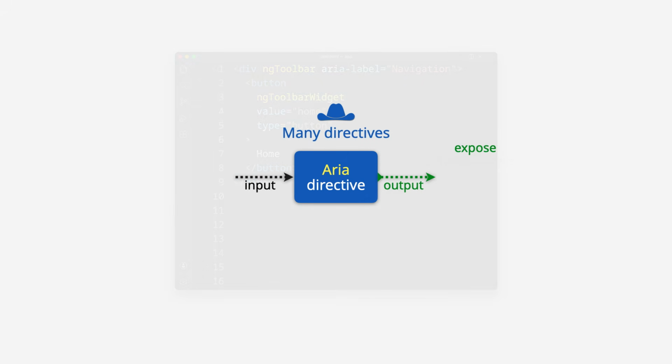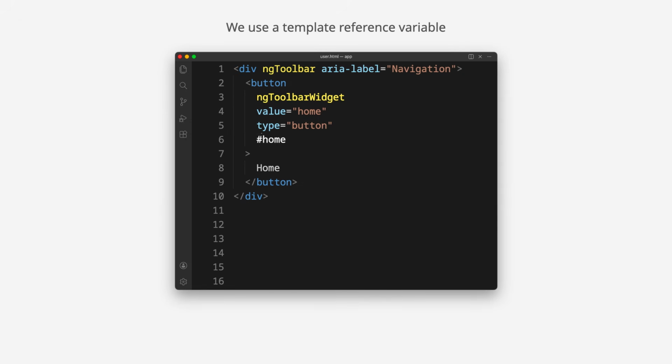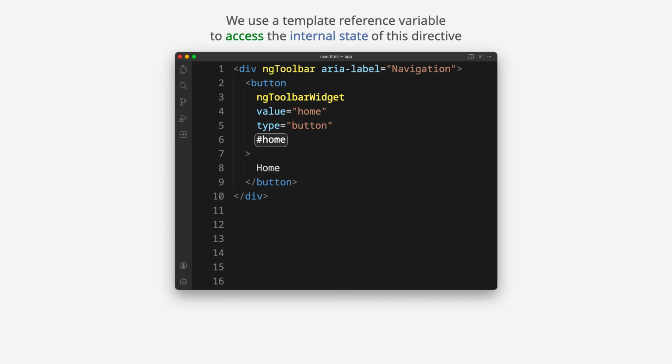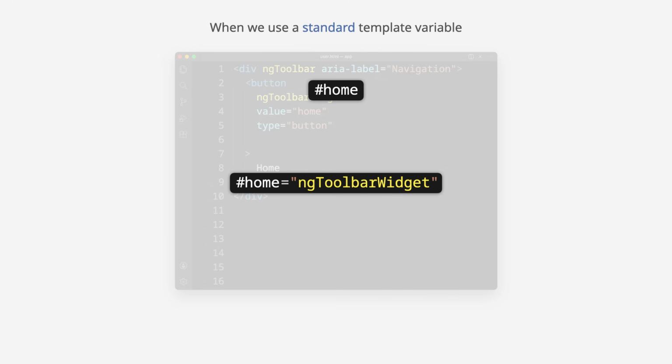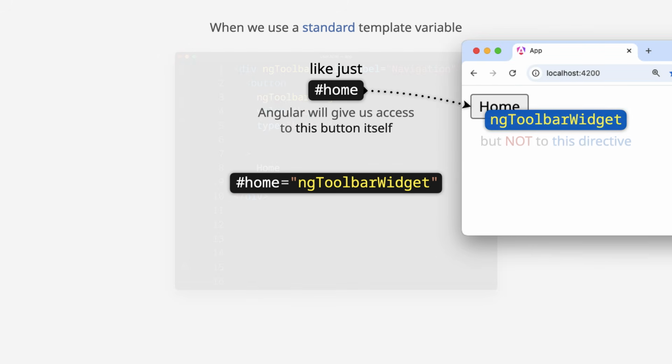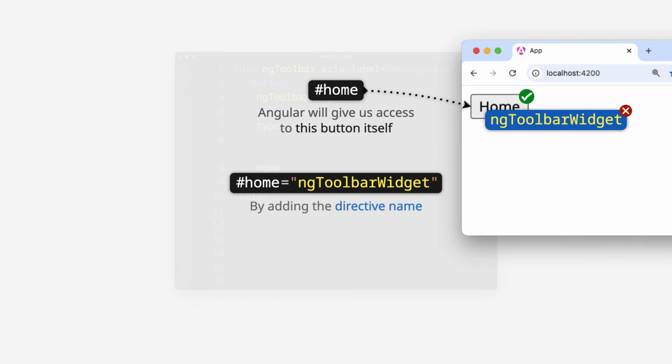Many directives expose internal state as signals and support signal inputs. We use a template reference variable to access the internal state of this directive. We must specify the name of this directive here. When we use a standard template variable, like just home, Angular will give us access to this button itself, but not to this directive. By adding a directive name, we tell Angular to target the directive instance instead.